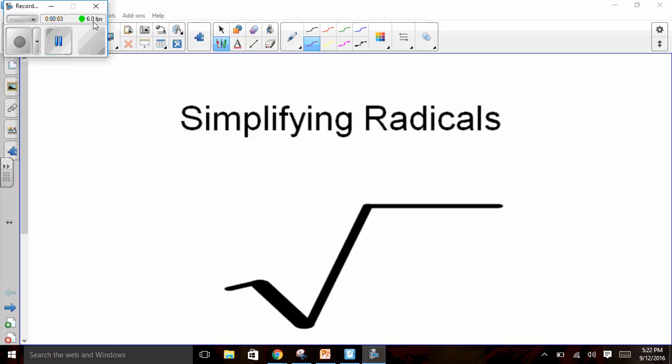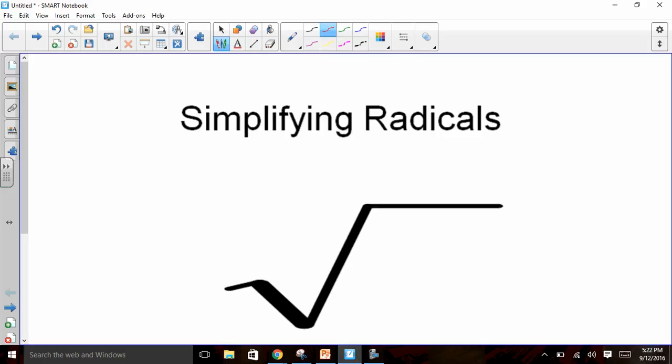All right, welcome to Simplifying Radicals, Math B. Today we're going to take a look at reducing numbers, being able to find the square roots of numbers.